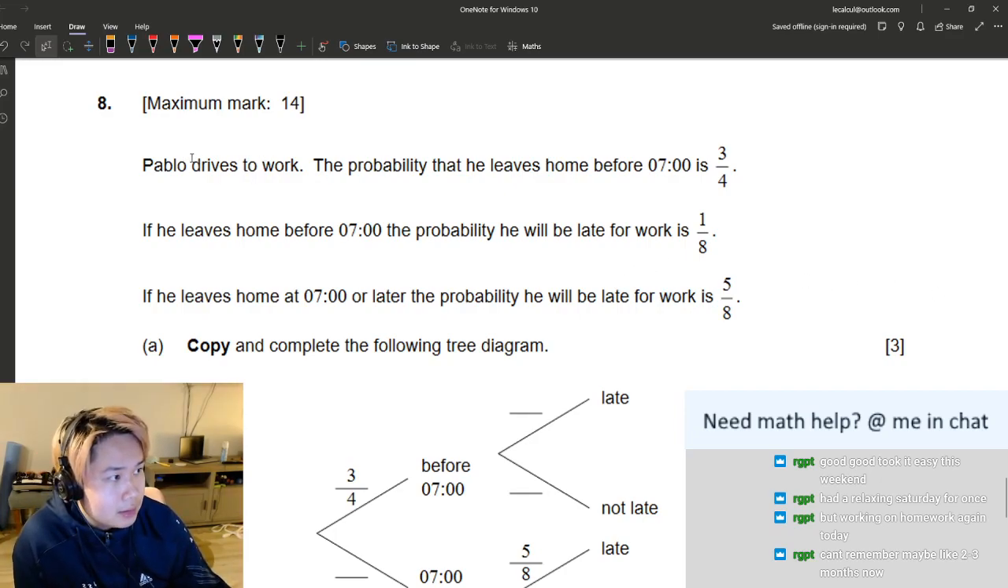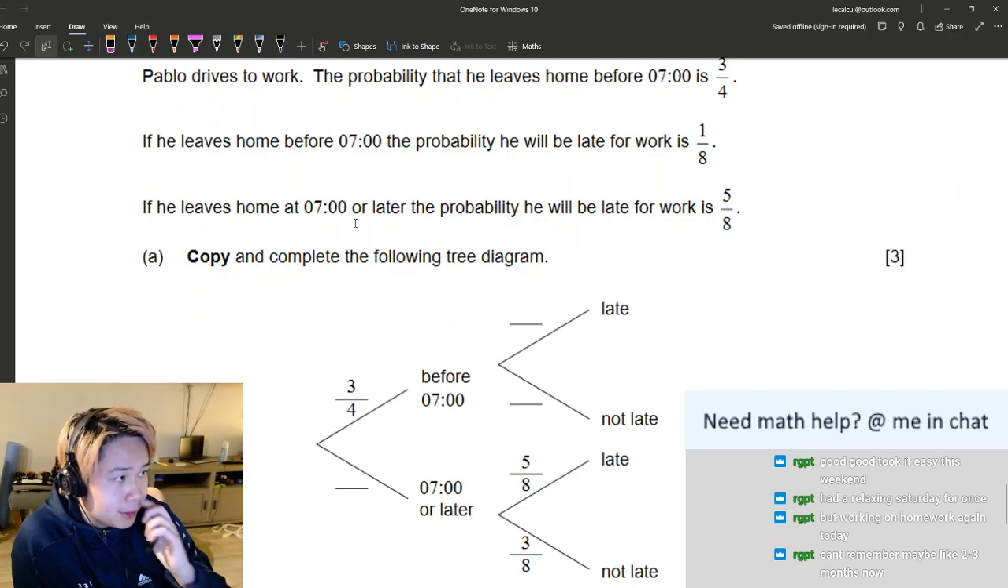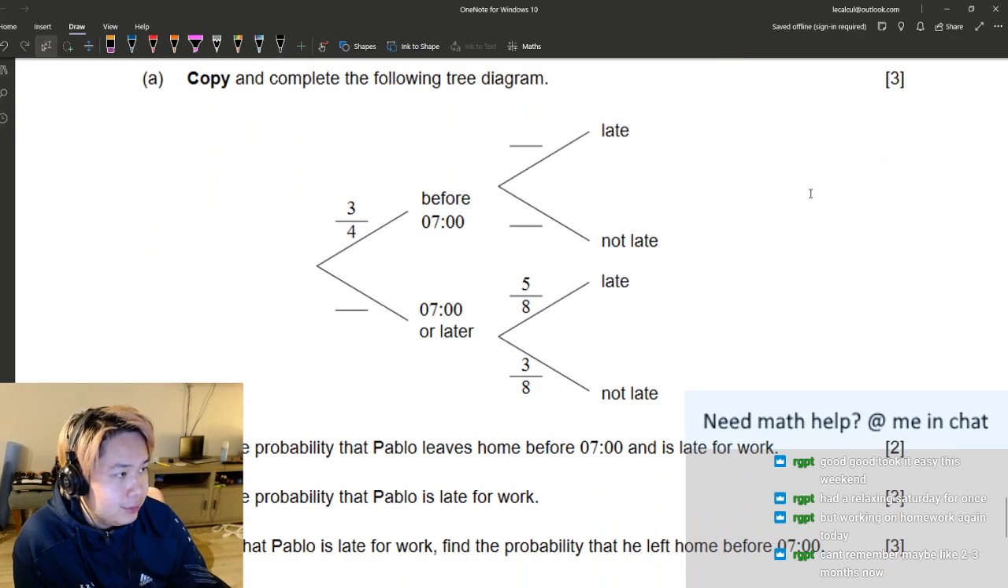Pablo drives to work. The probability that he leaves home before 7 is 3 out of 4. And if he does leave home before 7, then the probability he's going to be late for work is 1 out of 8. But if he leaves home at 7 or later than 7, then his chances of being late for work increases. So now we fill out this tree diagram.